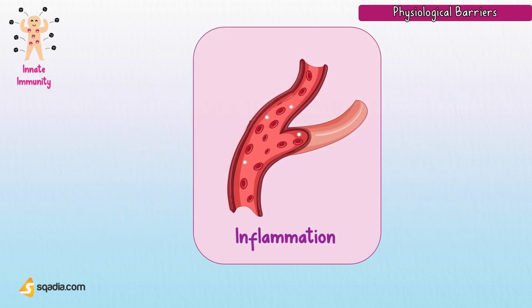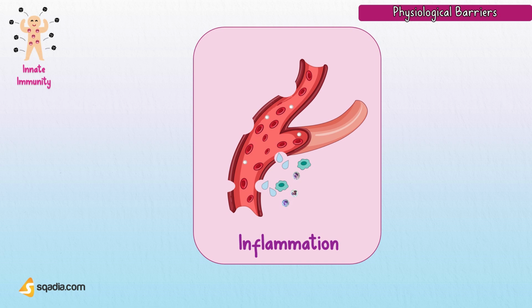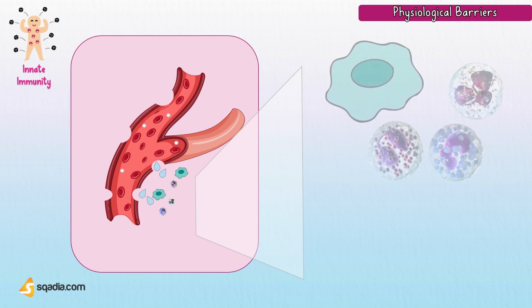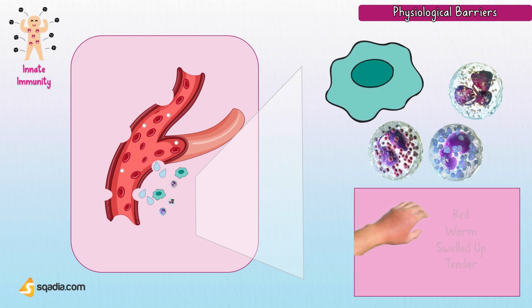Starting with inflammation. During the process of inflammation, water and white blood cells leak out of the blood vessels and enter the tissues. Thus, more fluid and white blood cells travel to the site of infection or injury. Cardinal symptoms of inflammation are redness at the site, warmth, swelling, plus pain.